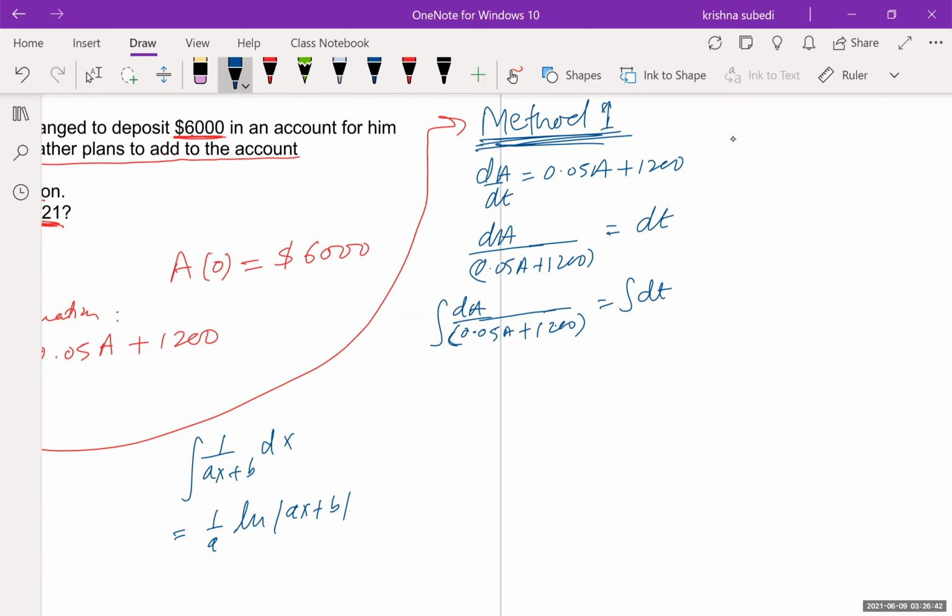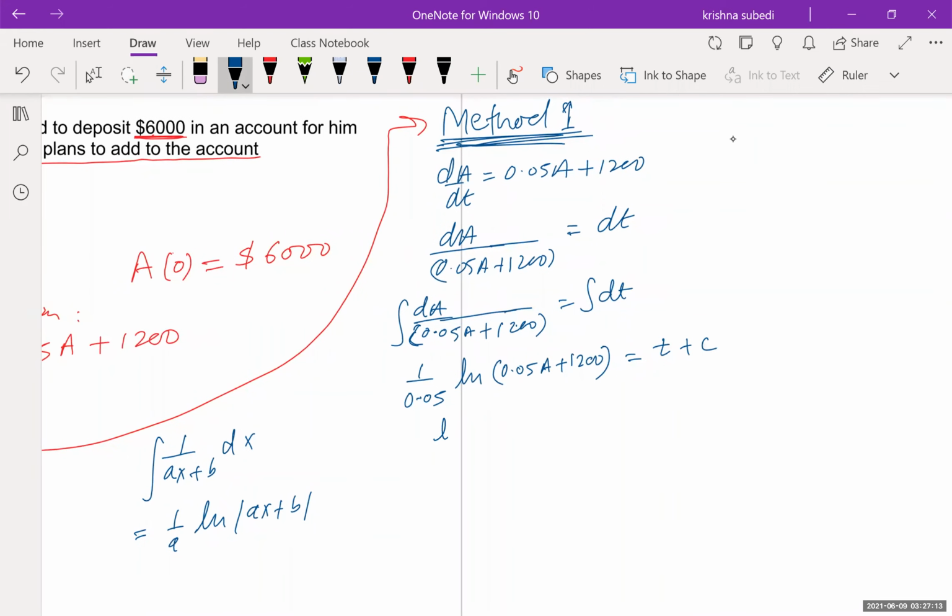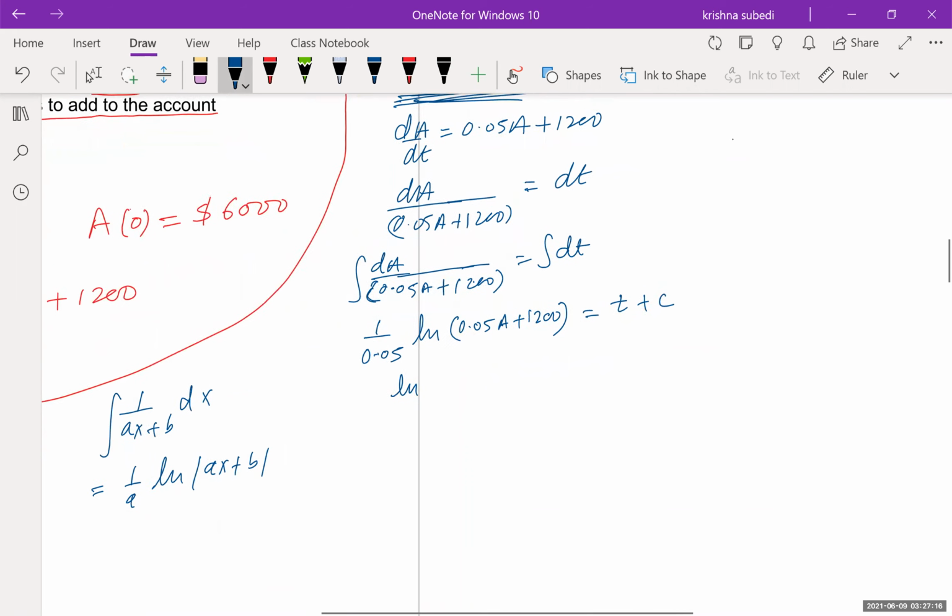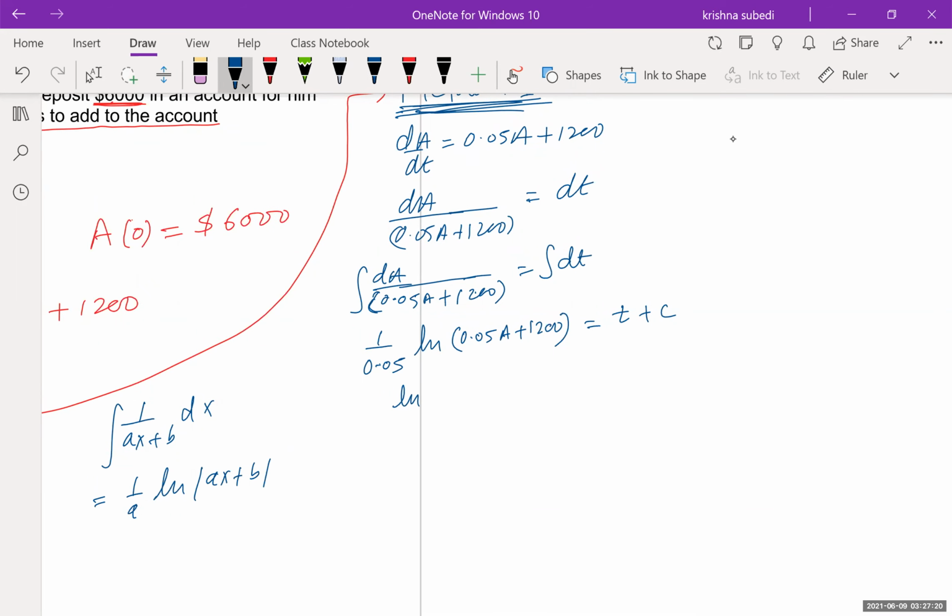Because this one is positive, it cannot be negative, so it will be 1 over 0.05 ln of 0.05A plus 1,200. We can write it this way. The absolute value sign is not required because we already know that this cannot be negative. It is positive, so you don't need to write the absolute value sign. This will equal t plus C. Now you can simplify, just like in pre-calculus. It's basically high school algebra. So we write 0.05A plus 1200 equals 0.05t plus 0.05C.